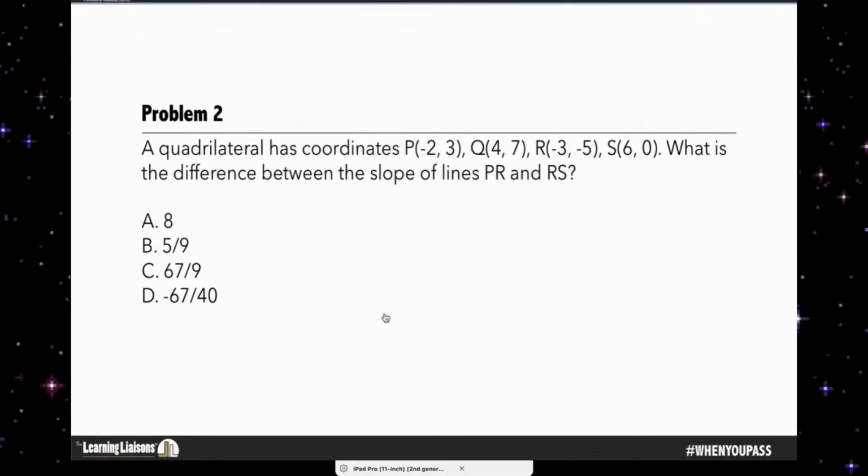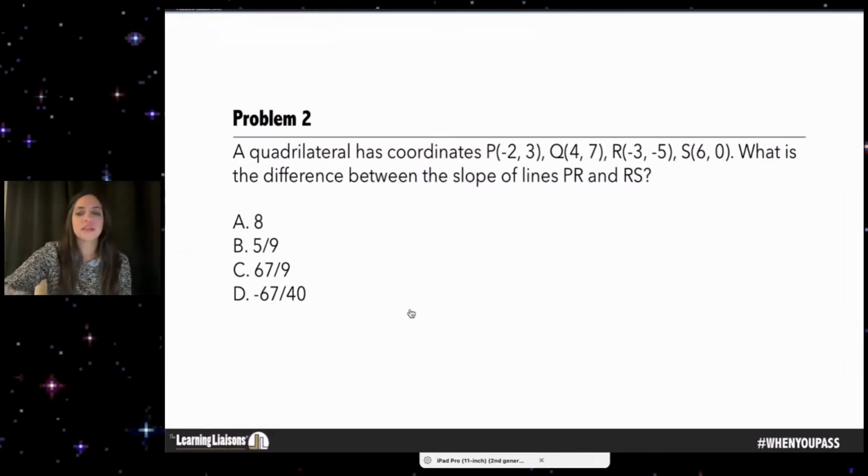A quadrilateral has coordinates P (-2, 3), Q (4, 7), R (-3, -5), and S (6, 0). What is the difference between the slope of lines PR and RS? The answer choices are 8, 5/9, 67/9, or negative 67/40.